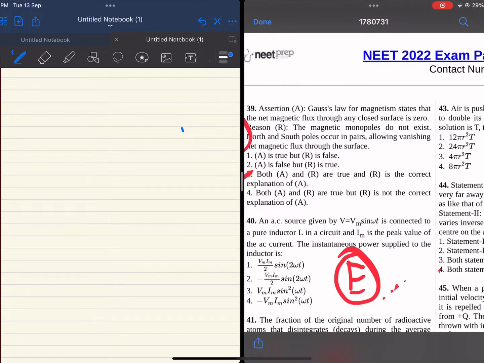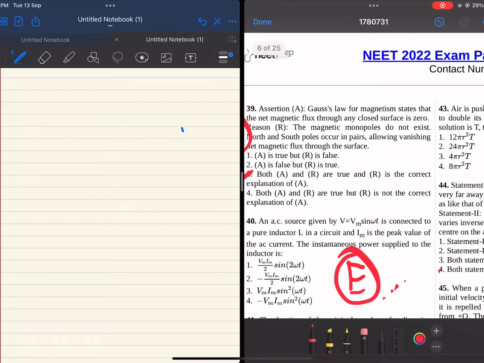An AC source given by V, that is EMF, is equal to Em sin omega t, is connected to a pure inductor L circuit, and Im is the peak of the AC current. The instantaneous power is applied to the inductor. Remember the mnemonic ELI the ICEman, the mnemonic given in the Resnick Halliday book. ELI the ICEman means EMF leads current in the case of an inductor, and current leads EMF in the case of a capacitor. So EMF leads the current in the case of an inductor by pi by 2.